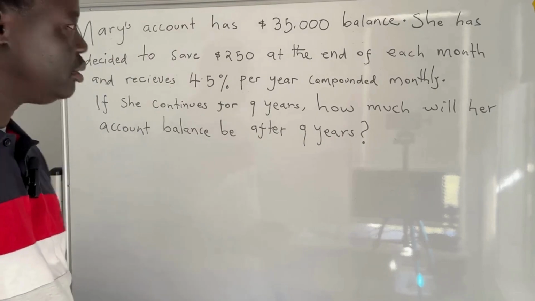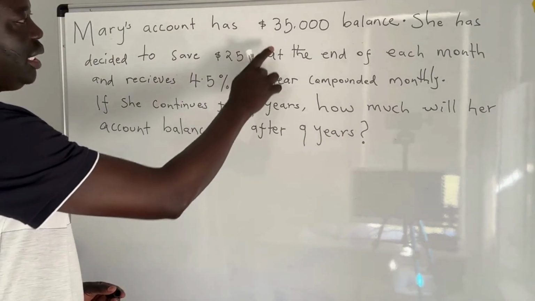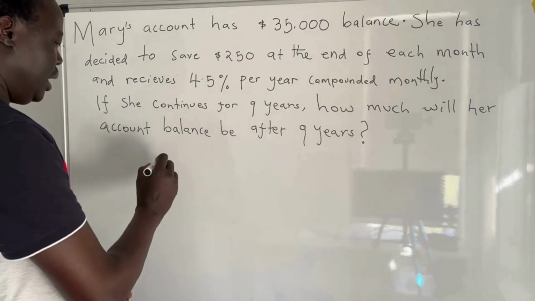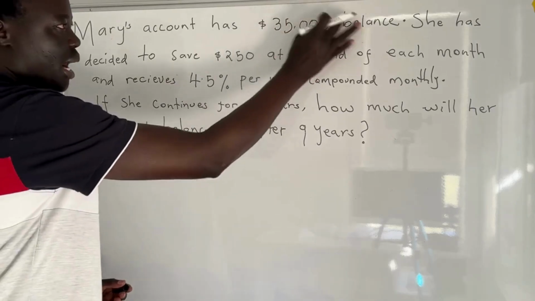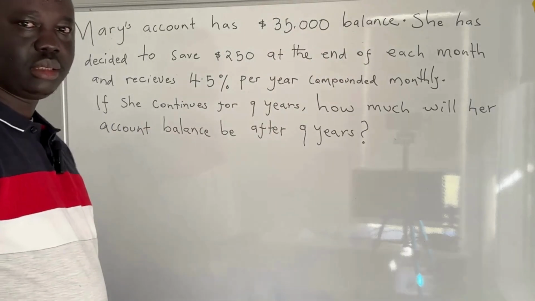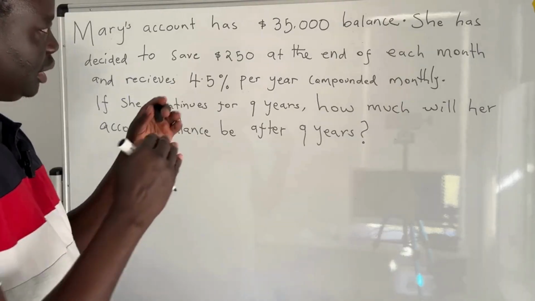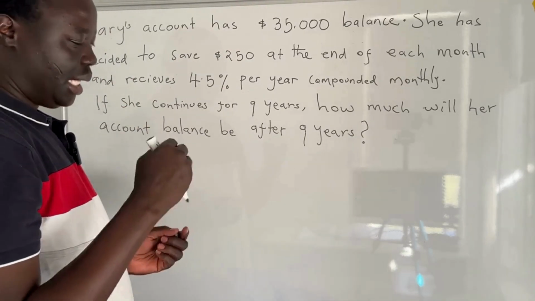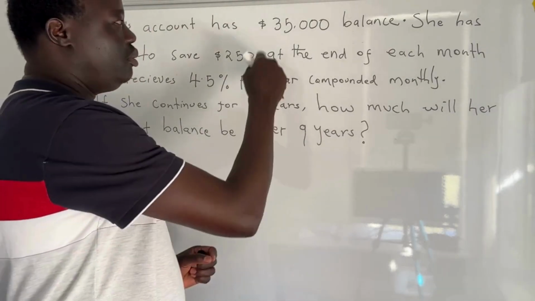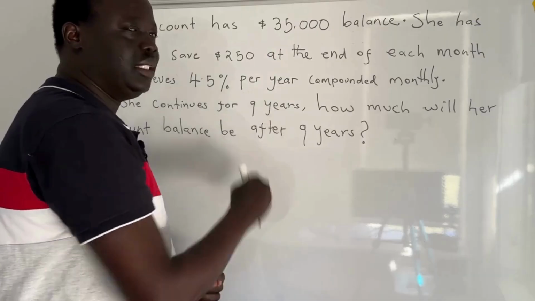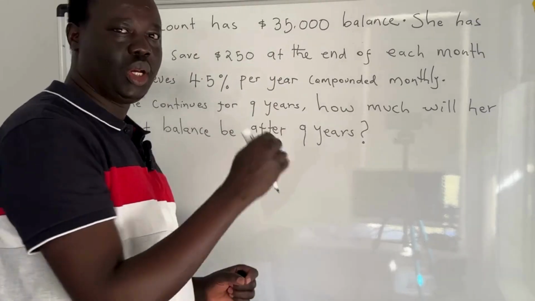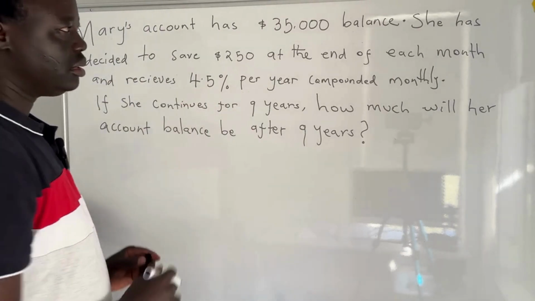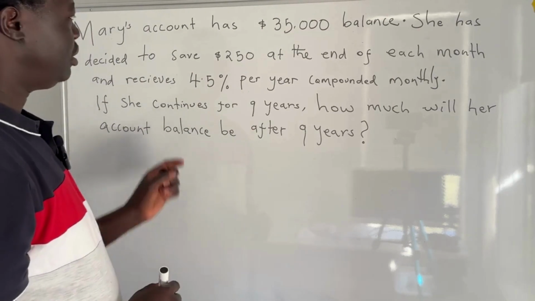So let's get it started. So at the beginning it says $35,000 is the balance. So let's look at this part as compound interest part, because if this amount is in her account now, as time goes, it will not be the same after 9 years if that amount is left in her account for 9 years. That part is a compound interest part.